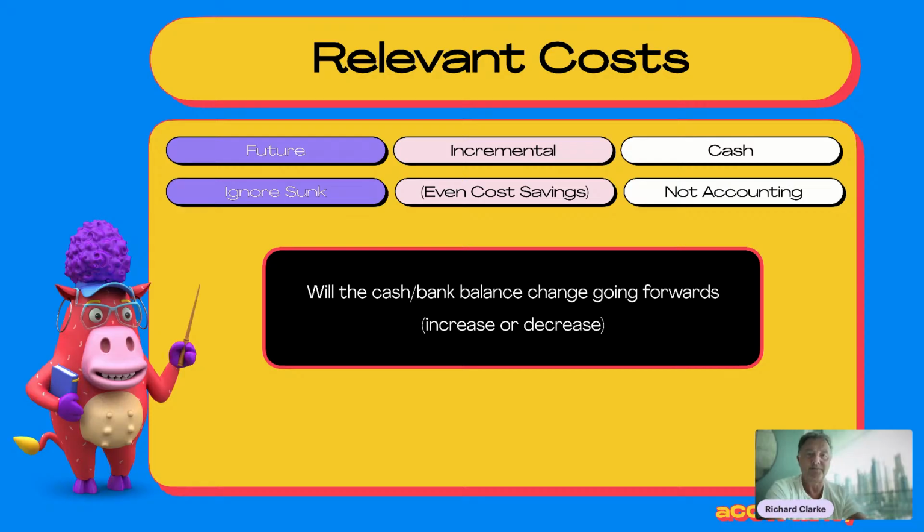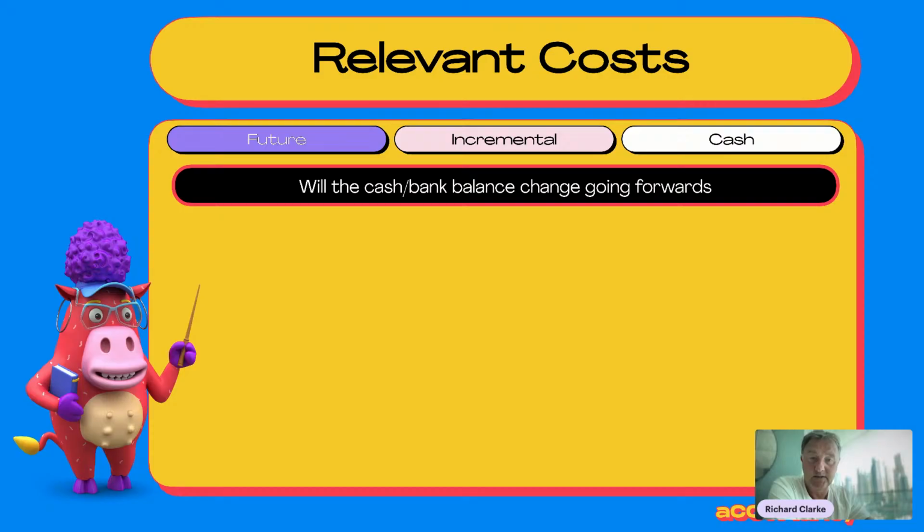How about this though? Here's a great way of putting those three together. Will the cash or bank balance change going forwards because of this item? If it will, it's a relevant cost. If it won't, it's not a relevant cost. I'm going to get you to do some work today as well. So we're going exam standard.